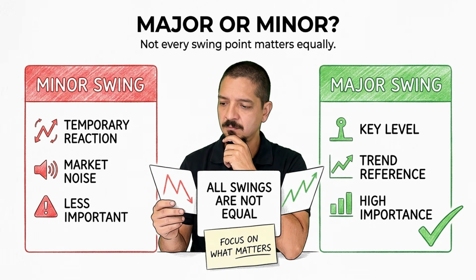However, this creates another major problem for most traders. Even after understanding break of structure and change of character, many traders still struggle to identify which pullbacks are truly valid and which ones are simply temporary reactions inside the trend. Because not every swing high or swing low should be treated with the same level of importance.